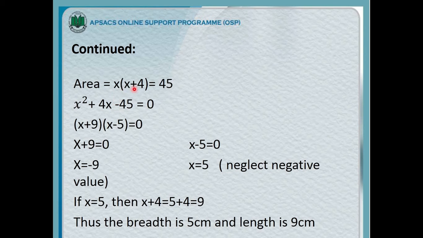So by substituting these two values, we get a quadratic equation which can be factorized in order to get two values of x, where x equals to minus 9 as well as x equals to 5. We will neglect the negative value because the sides of the rectangle can never be negative. So if x equals to 5, then x plus 4 will be equal to 9. Thus the breadth is 5 cm and the length of the rectangle is 9 cm.